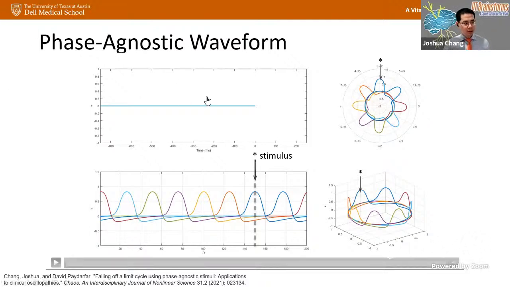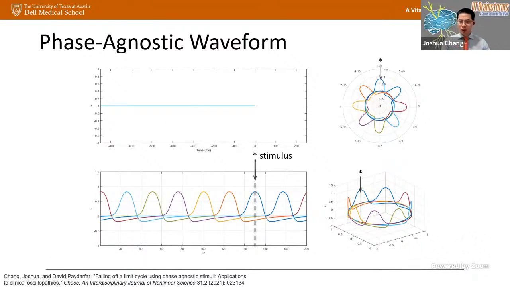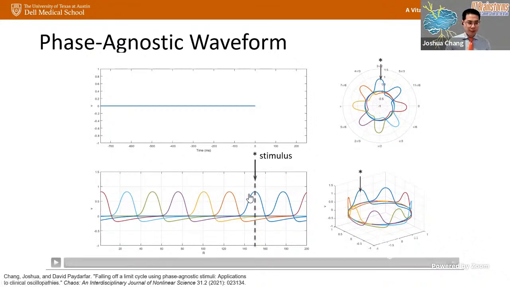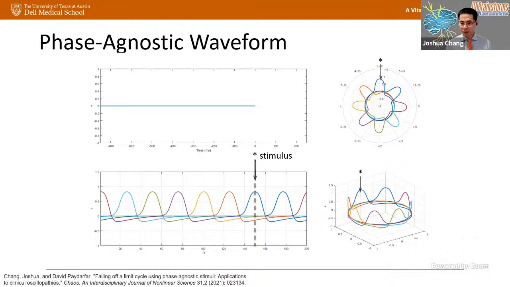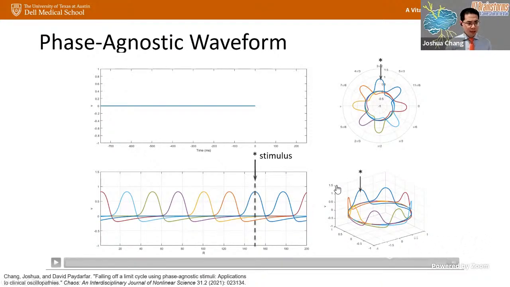What I'm going to show you here is, this is again our stimulus. This is the system's response. What we've done is taken 8 of these waves and started them all at different phases. They're all acting independently of each other. Then we're going to give a stimulus, and we're hoping that we'll be able to suppress all 8 of these pathological oscillations. These 3 plots here are essentially the same plots, just in different views and different perspectives.